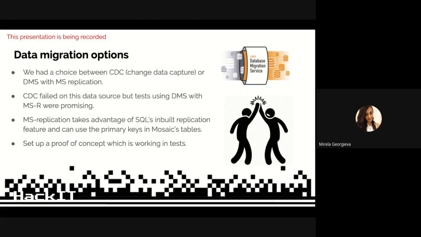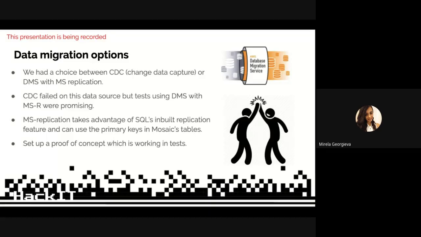Once we found out that's not going to work, we had to investigate alternative ways of migrating our data. We found out that DMS supports another SQL feature for replication called MS Replication, Microsoft Replication. The way this feature works is it makes use of transactional logs. It creates a distribution database, and each time there is an insert, update, or delete, it will add a record to this distribution database, and DMS would then pick up that new record and migrate it to our cloud mirror database.